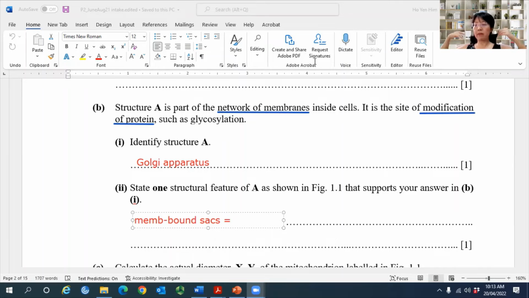What is the name of membrane-bound sacs? EJ? You don't know, is it? Okay, EJ doesn't know. So Joey? Hello? Cisterne. Okay. Simba says cisterne, very good. Cisterne is the name given to membrane-bound sacs.